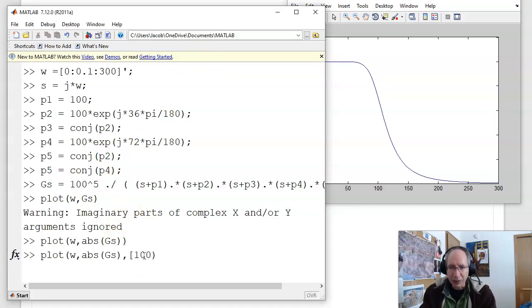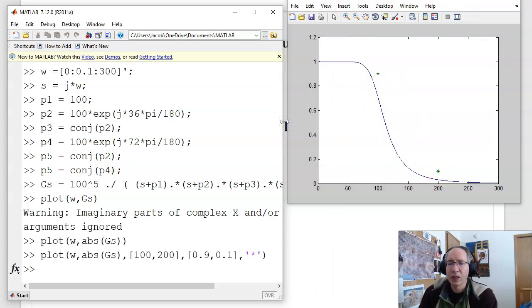At 100 radians per second and 200, the gain needs to be at least 0.9 and no more than 0.1. And let's put a star right there. So the gain's got to be above this point, below that point, and this filter does not meet my requirement. So what I could do is recalculate the poles, guess again.